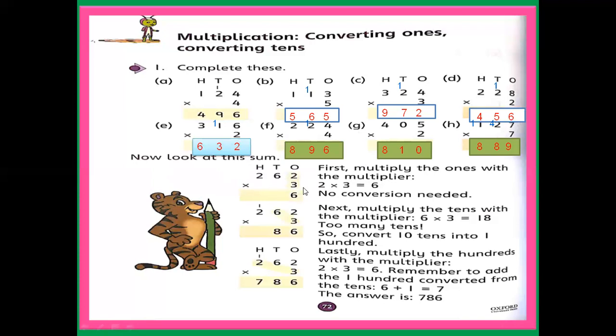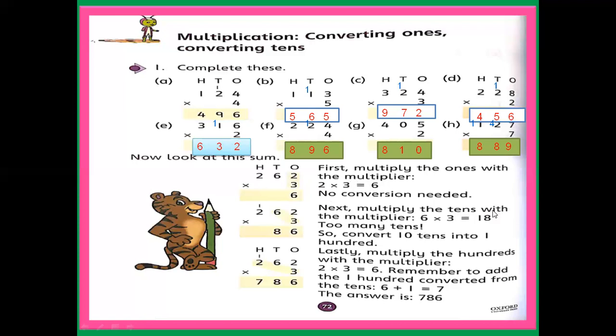262 multiply 3. First multiply the ones with the multiplier. So 3 is the multiplier. We multiply 3 with the ones. And what is the ones here? 2. So 2 into 3, 6. Write 6 here. Next, these are step by step the same.